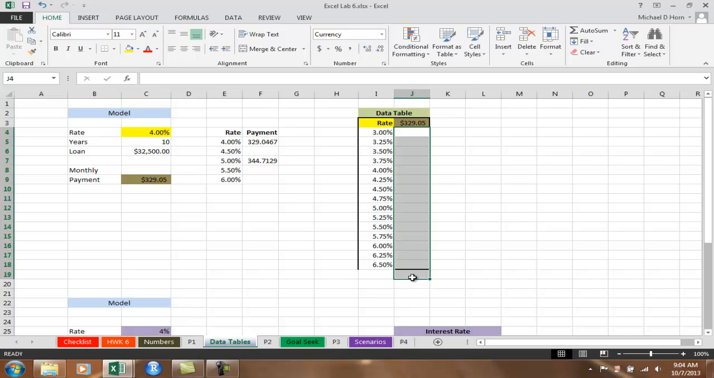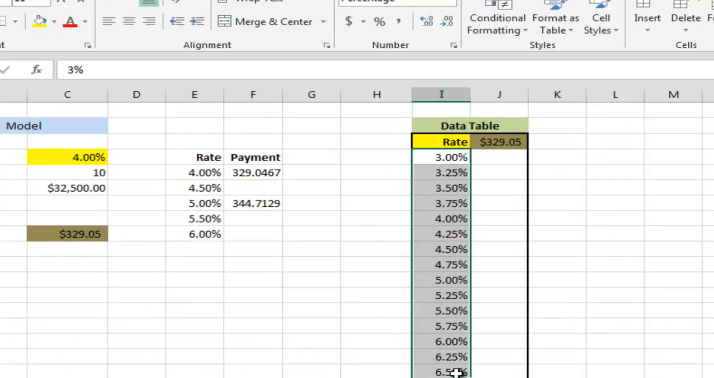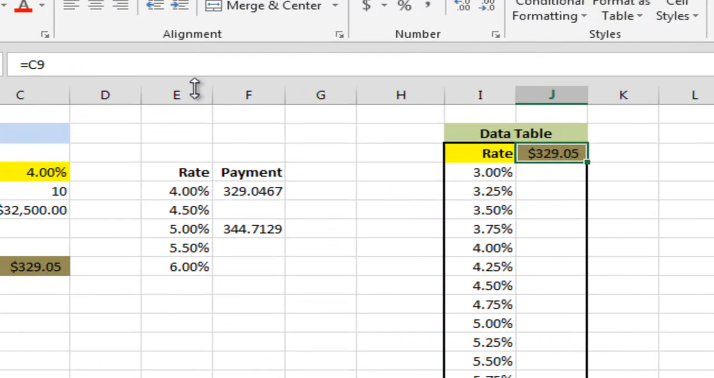Okay. Is there some systematic way to do this so I don't have to do a lot of copy and pasting? Well, yes, there is. What you do is you create a little table like this with the various interest rates you're interested in looking at. At the top of the next column, you point back to the cell that you're interested in keeping track of, which happens to be the monthly payment. And now we're done, essentially.